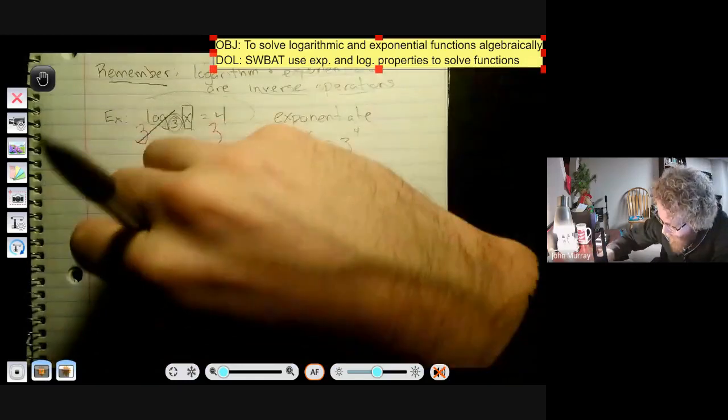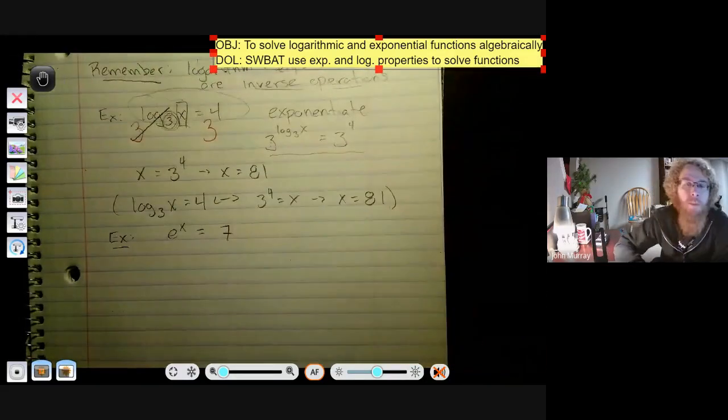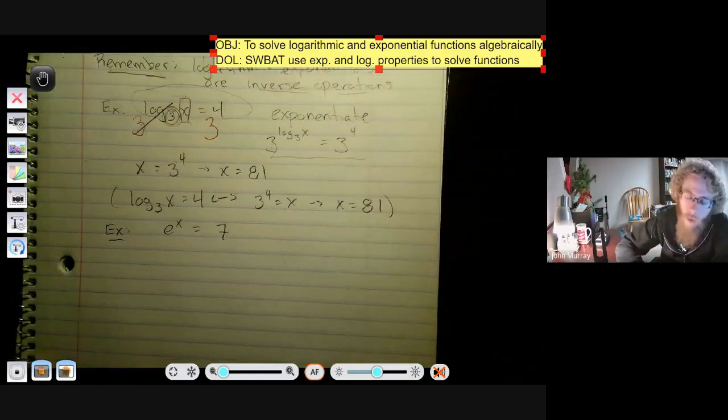All right, now I have e to the x equals 7. Okay, so e is a weird number, right? It's an irrational number. 7's a prime number, so there's no way I can get them to have the same base. I can't change it. So we can't use the one-to-one property.